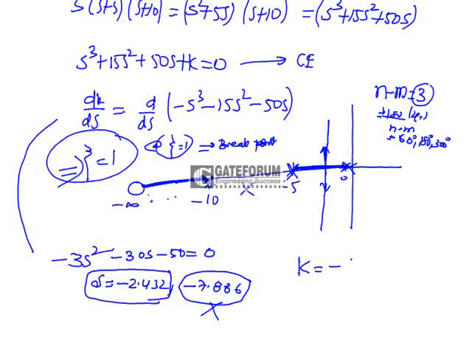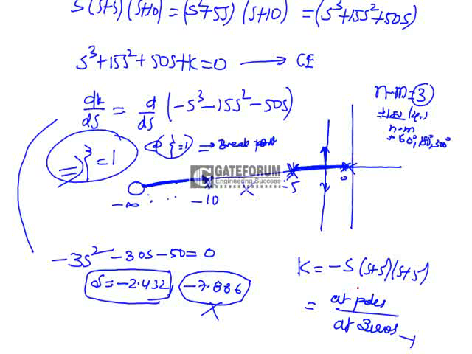K is equal to minus s into s plus 5 into s plus 10, or you can define it as the value of k at s, that is at poles, divided by at zeros. Since we don't have zeros, consider only the denominator as 1. So what is the numerator part? Numerator part is equal to this one. So what is the k value here? K value will be approximately around 48. So the gain k is equal to 48 is the answer. Option B is the correct answer.